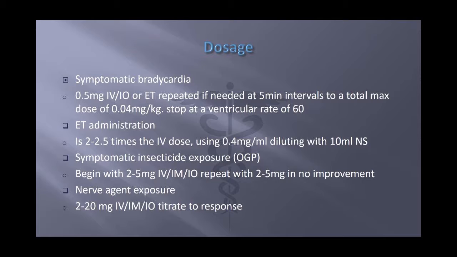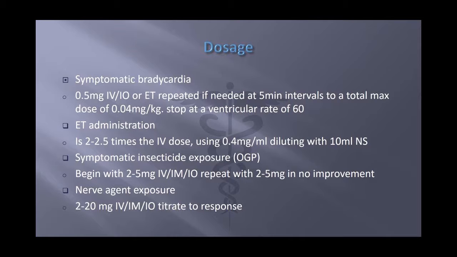The dosage of atropine is as follows. Symptomatic bradycardia, 0.5 milligrams IV, IO, or ET, repeated if needed at 5-minute intervals to a total max dose of 0.04 milligrams per kilogram, or stop at a ventricular rate of 60. ET administration is 2 to 2.5 times the IV dose, using 0.4 milligram per milliliter, diluting with 10 milliliters of normal saline. It's also used for symptomatic insecticide exposures.